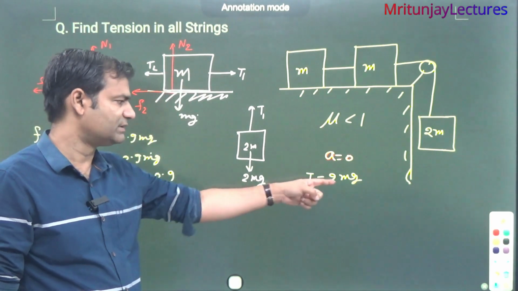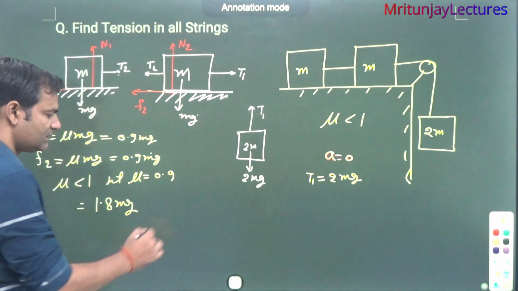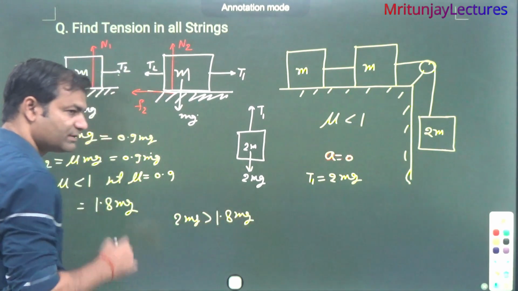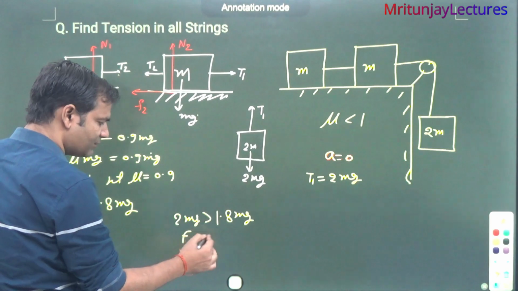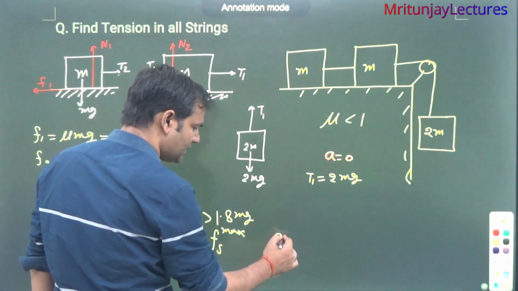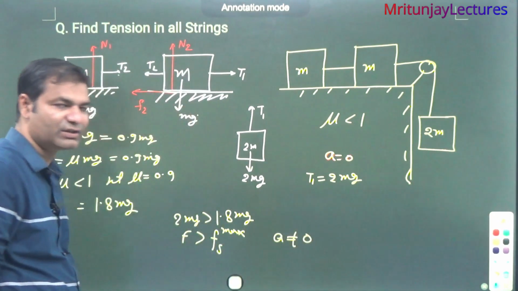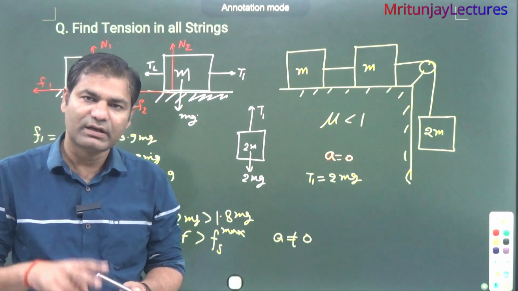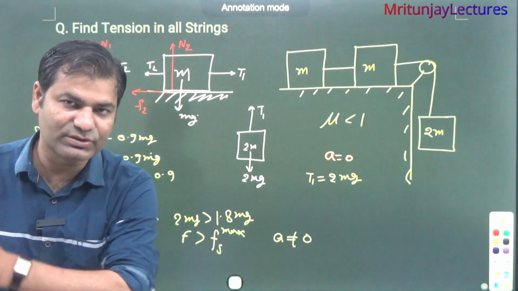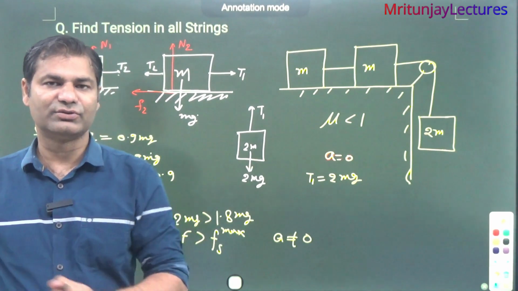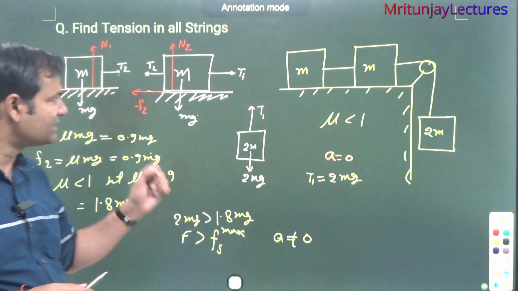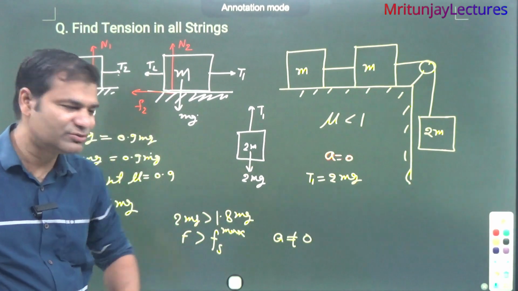And what about the applied force? That is 2mg. The applied force is greater than the maximum frictional force, which means the applied force F is greater than Fs max. It means motion is allowed. It means a is not equal to 0. Clear or not? So first of all check whether both blocks are moving or not. If you suppose that a equals 0, just as motion starts, it means a equals 0.